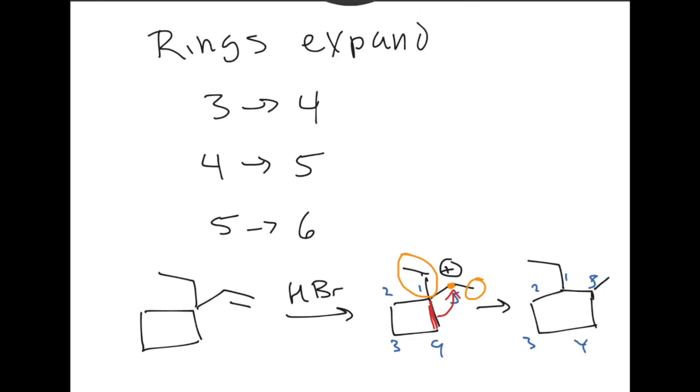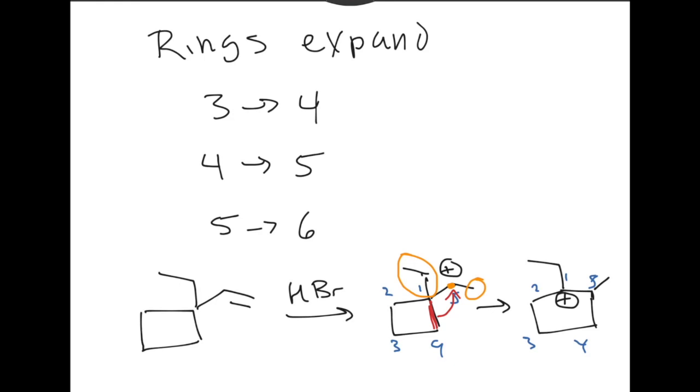Now, electrons left carbon 1, right? Carbon 1 was sharing electrons with carbon 4. Carbon 4 said, screw you, man, I'm going home, and took its electrons and moved, and left carbon 1 short of electrons. So carbon 1 gets a positive charge, because electrons left that carbon.